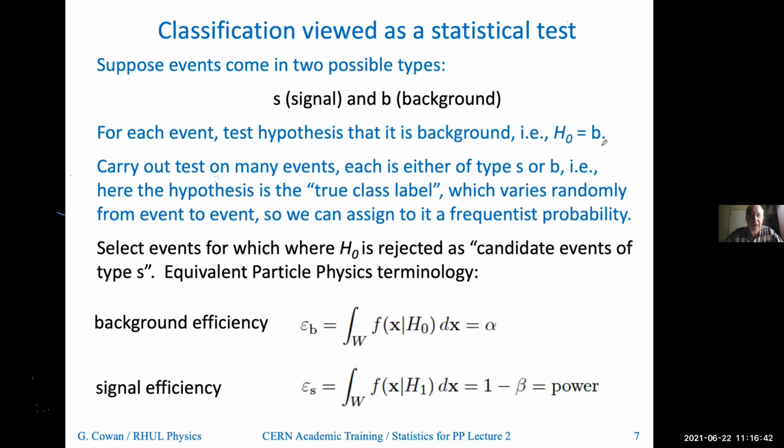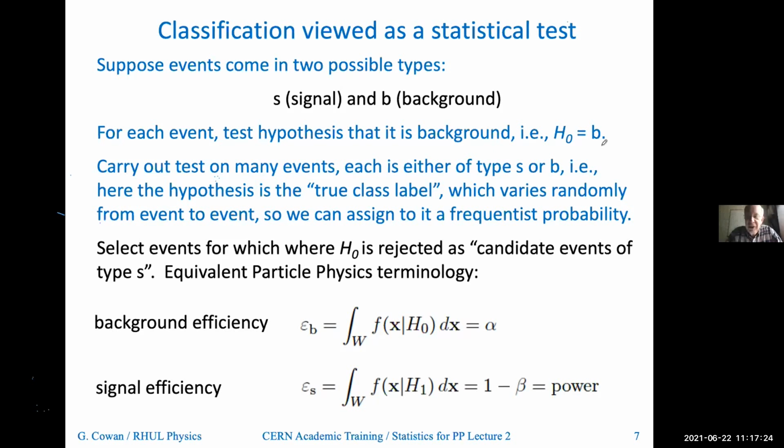Now, let me just comment that in frequentist statistics, we said that we wouldn't necessarily associate a probability with a hypothesis. We only associate a probability with the data, with the outcome of a repeatable observation. But in this type of context, you can imagine that the label of the event, signal or background, is a label that varies randomly upon repetition of the observation when you observe more and more events. So I can also associate a probability with the hypothesis in this case: the probability that it's a background event or the probability that it's a signal event.